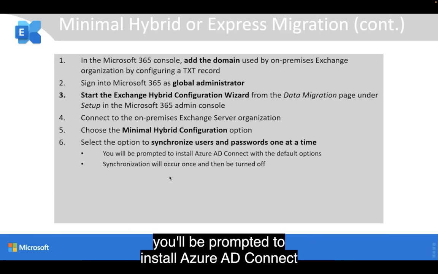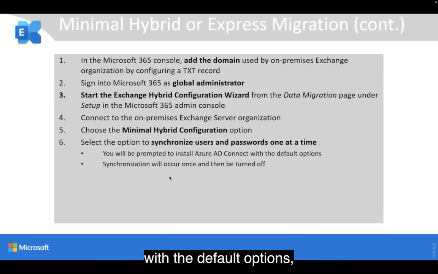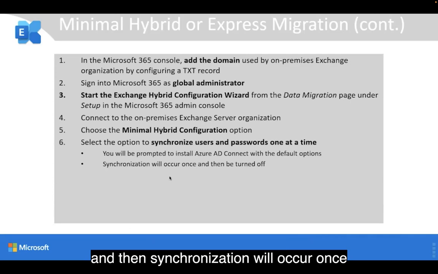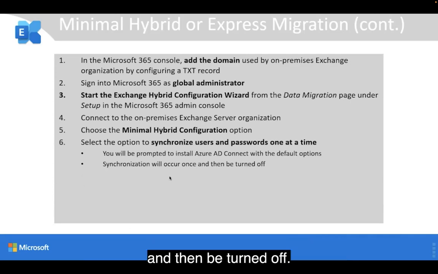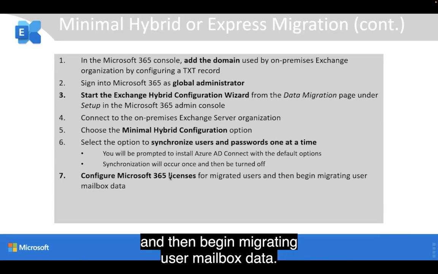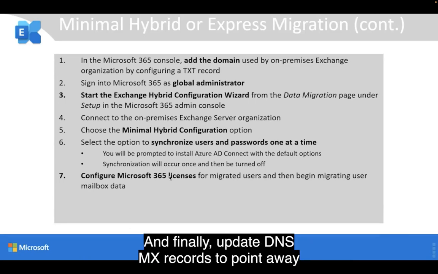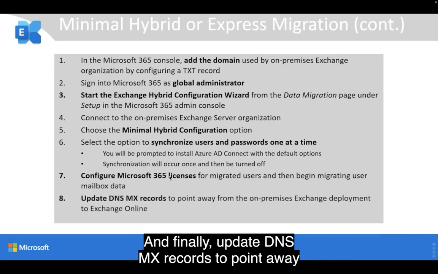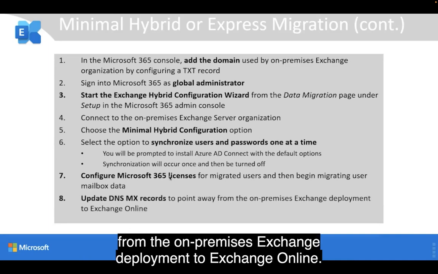At this point, you will be prompted to install Azure AD Connect with the default options, and then synchronization will occur once and then be turned off. Configure Microsoft 365 licenses for migrated users, and then begin migrating user mailbox data, and finally, update DNS MX records to point away from the on-premises Exchange deployment to Exchange Online.